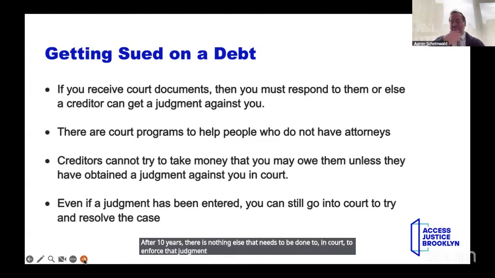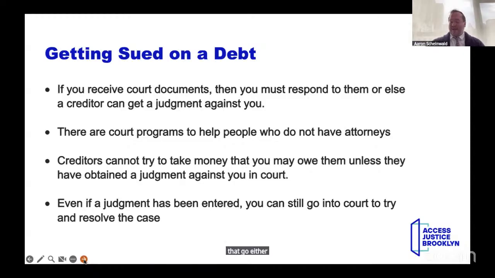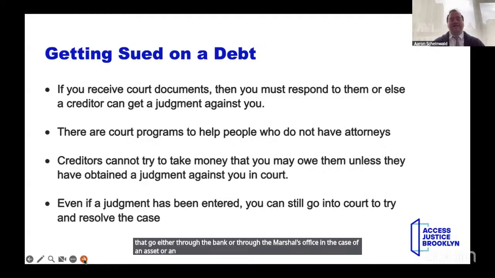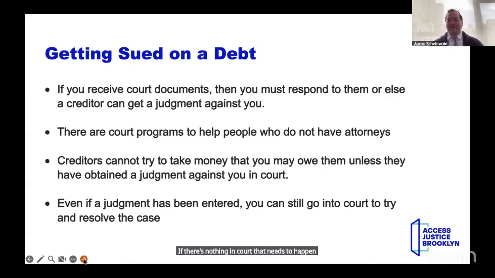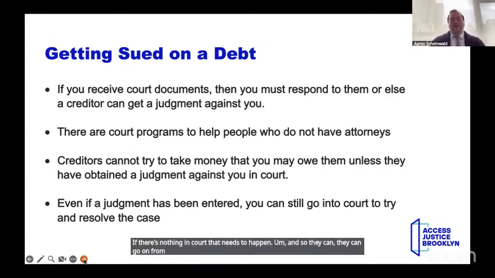There is a notice of restraint. There are information subpoenas that can be sent to private entities for information about judgment debtors. And then there are notices of restraint or notices of garnishment that go either through the bank or through the marshal's office in the case of an asset or an income. And those get enforced through those mechanisms or through those entities. There's nothing in court that needs to happen, and so they can go on from there.